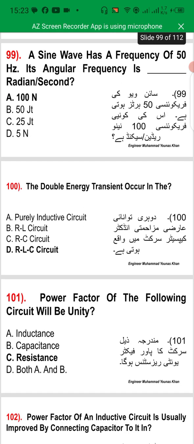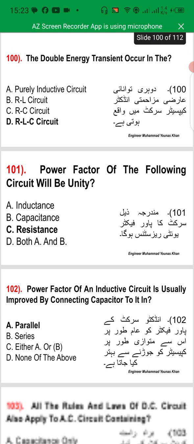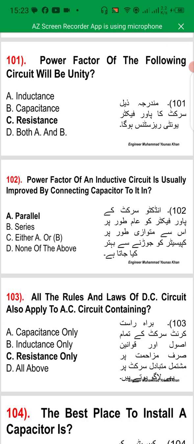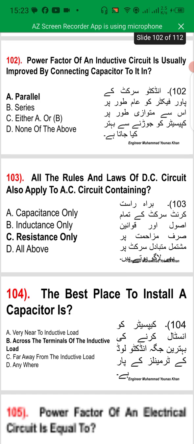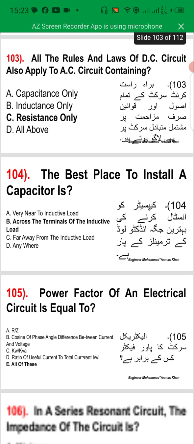A sine wave has a frequency of 50 Hz. Its angular frequency is 100 pi radian per second. The double energy transient occurs in the RLC circuit. Power factor of the following circuit will be unity: resistance. Power factor of an inductive circuit is usually improved by connecting a capacitor to it in parallel.